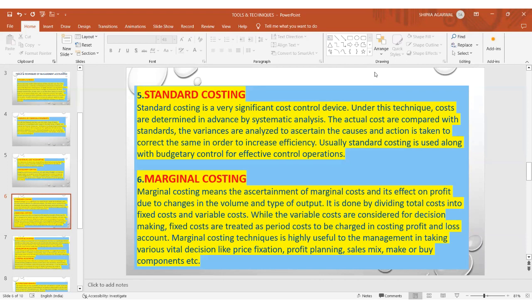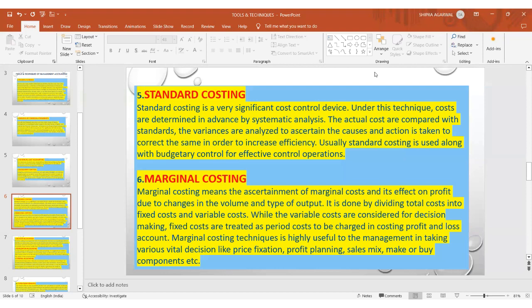Next we have the marginal costing. Now, when we are talking about marginal costing, it means the ascertaining of the marginal cost and its effect on the profit. Because what happens is, if you already have a set plant, if you have already a set sales level, then marginal cost comes into picture when you need to produce something extra, right? So whenever you are producing something extra, what will be the additional cost of producing that extra unit or the extra number of units?